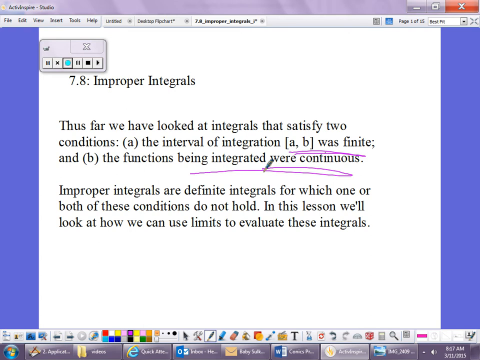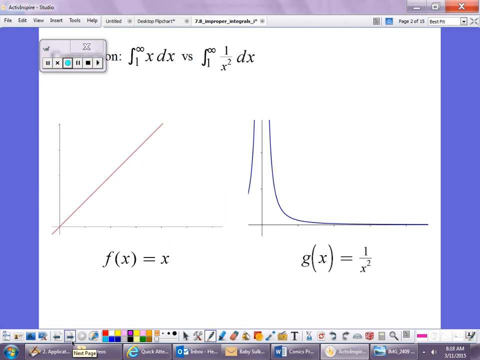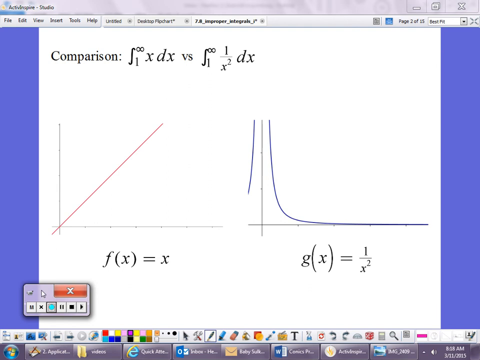So in this lesson, we're going to look at how we can use limits to evaluate these integrals. So we're going to use the stuff we did in the last section with L'Hopital, talking about limits, but we're going to pass that on and now apply these limits to integrals because these integrals are going to be a little bit weird.